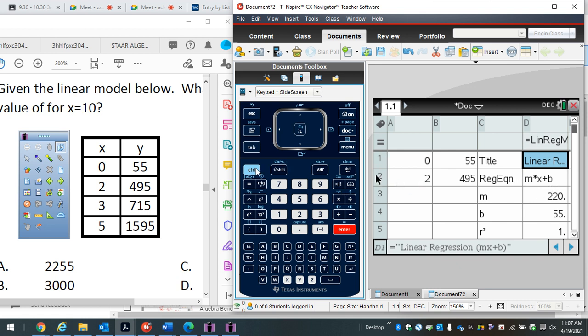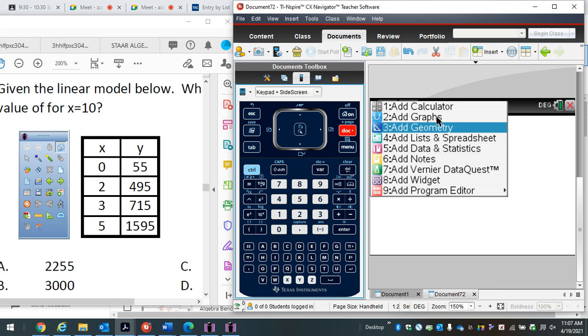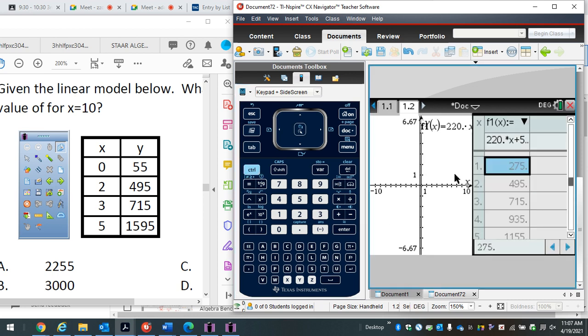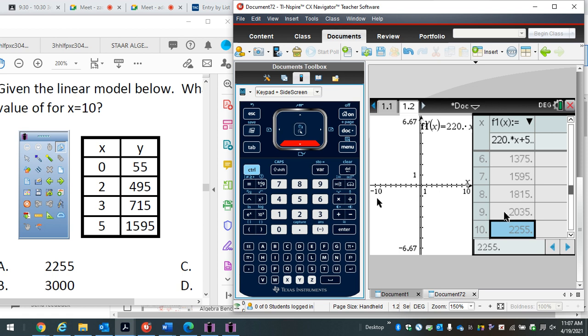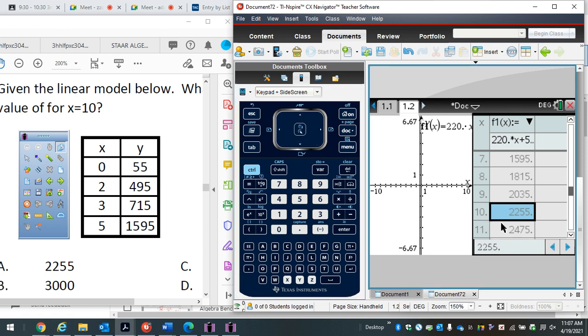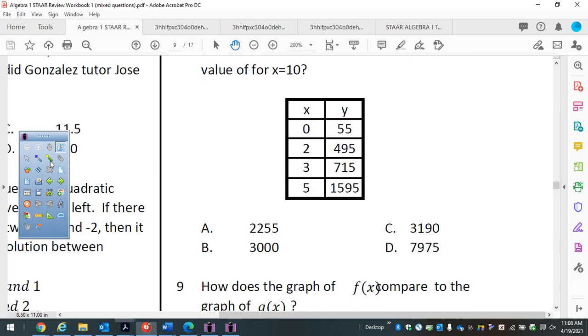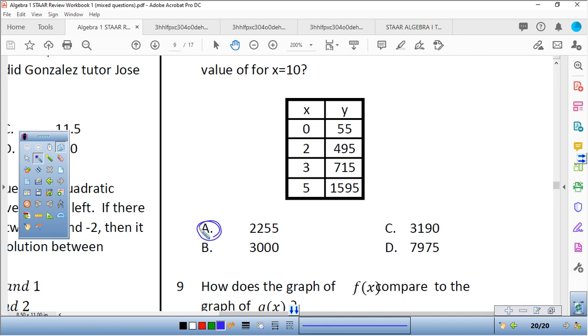I'm going to go in here and add a page. I'm going to add a graph. Press up. Enter. I don't care about that thing. I'm going to go to Control T. Add a table. And I want to scroll down to X is 10. You see X is 10? So the Y value is now at 2,255. And there it is, A. Try that one again, guys, on your own.